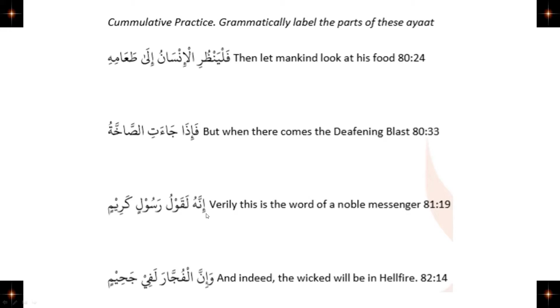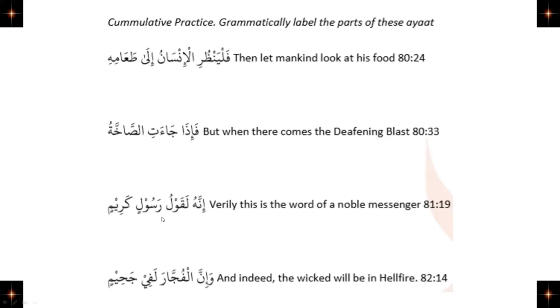So when we have mubtada, inna and the ism are always mubtada. So inna, annaka, anna, bi anna, lakinna, layta, la'alla, all those tools that are used to make an ism nasb, they are always with the ism, they constitute mubtada. And then la qawlu rasulin kareem. La is for emphasis only. It does not affect the qawlu. Qawlu is the khabar of inna.